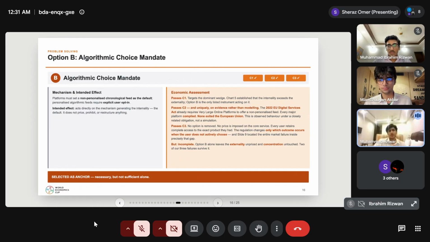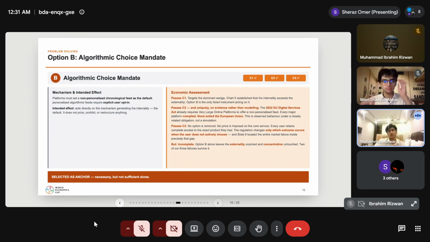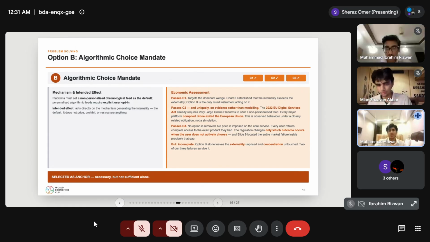Option B, an algorithmic choice mandate, represents a behavioral choice architecture perspective, and it is the only option that satisfies all three constraints. It sets the non-personalized feed as the default state while keeping the personalized algorithmic feed fully available through explicit opt-in.